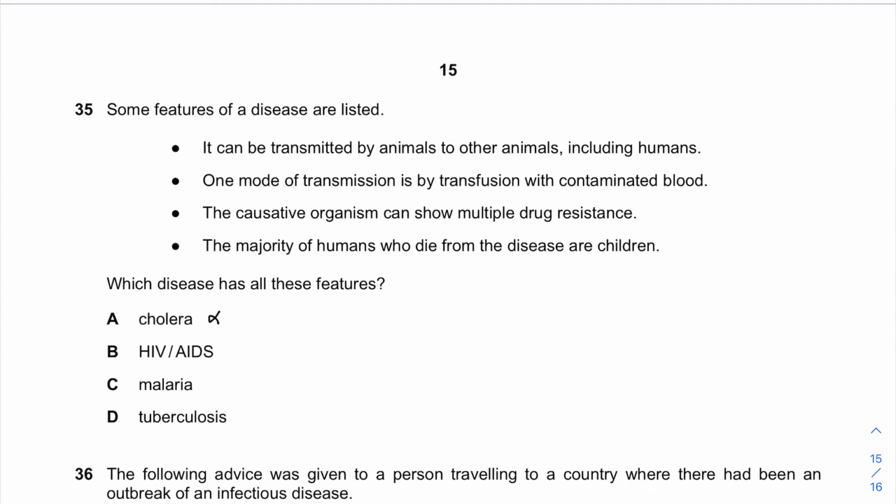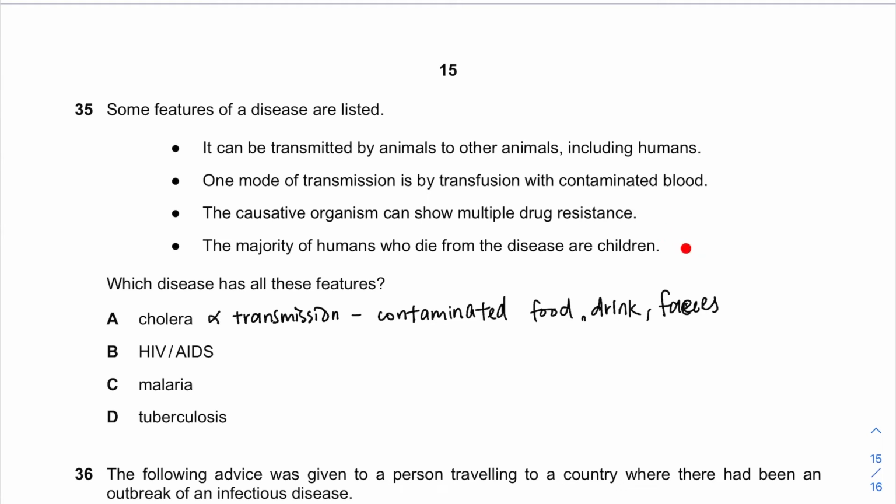So, cholera is not correct because it cannot be transmitted by animals to other animals. So, transmission for cholera is actually through contaminated feces, contaminated food and drinks. HIV and AIDS: yes, it can be transfused with contaminated blood, but the organism did not show multiple drug resistance, or people who die, they are not majorly children. So that is incorrect as well.